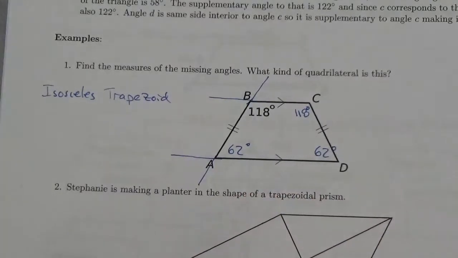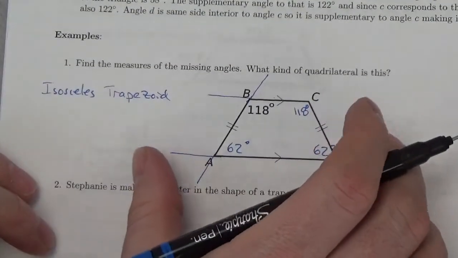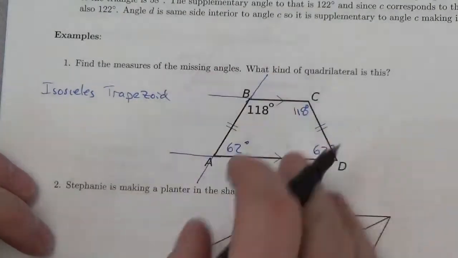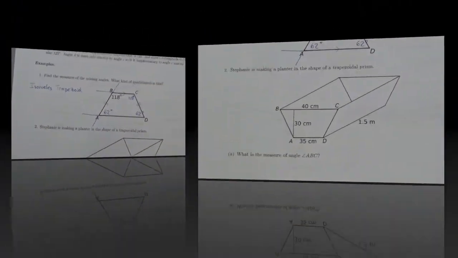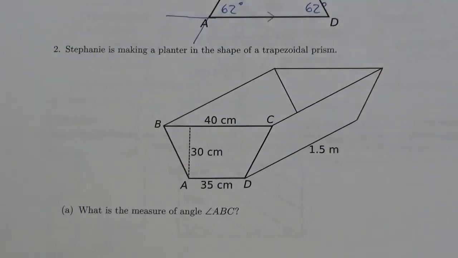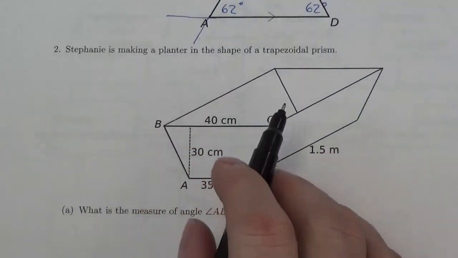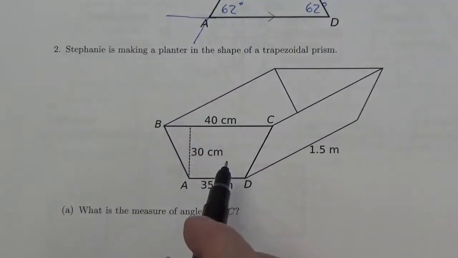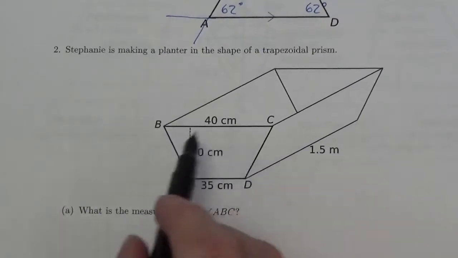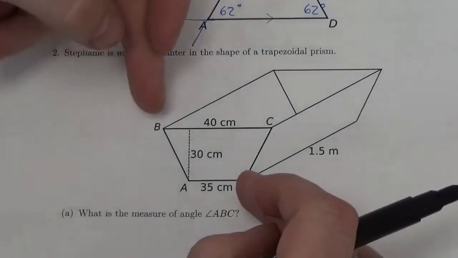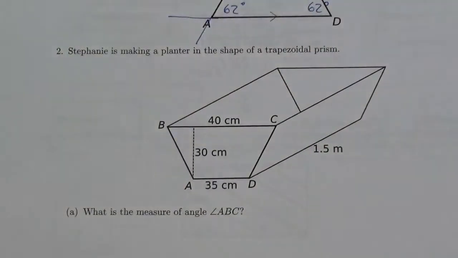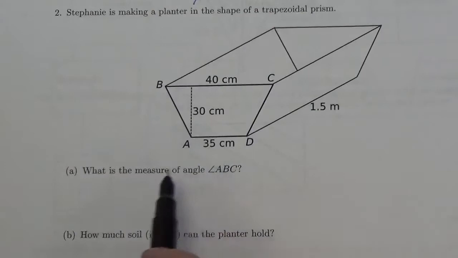That's how you can use your knowledge of what kind of quadrilateral this is to find the missing pieces of the shape. Okay, so in this question we read that Stephanie is making a planter in the shape of a trapezoidal prism. Okay, which basically means it's got a trapezoid at the base, and then we just build up from there. I mean, it looks like an animal trough sort of thing, if you want to think of it like that. So anyway, let's go down here and take a look at the questions here.